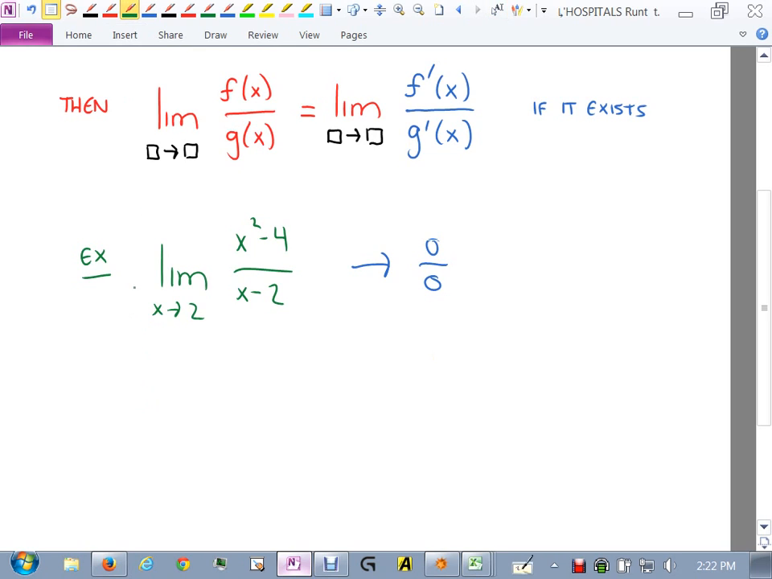So this is equal to the limit as x approaches 2 of the derivative of the top, which is 2x, over the derivative of the bottom, which is 1. And now just plug 2 in. And what do you get? 4. And you're done.